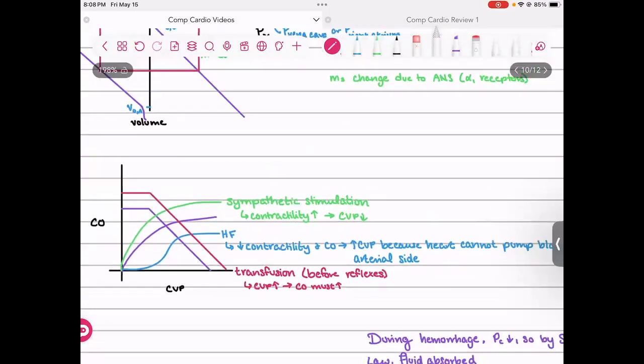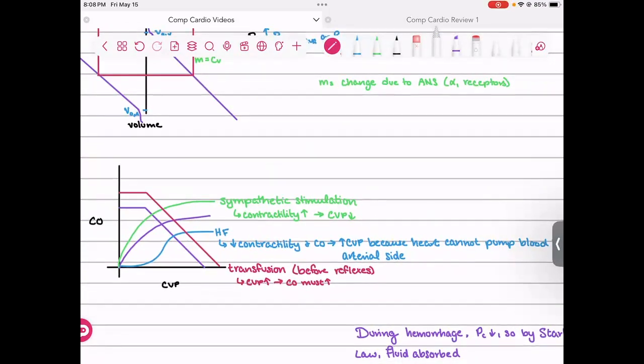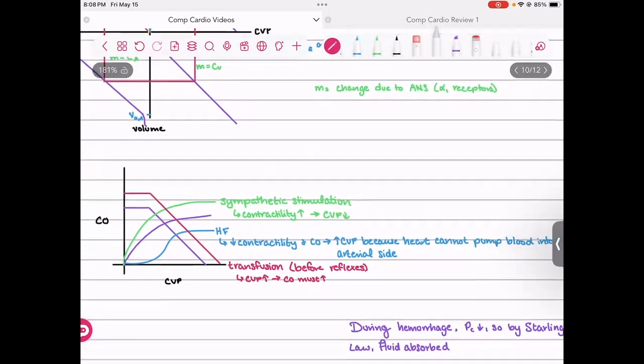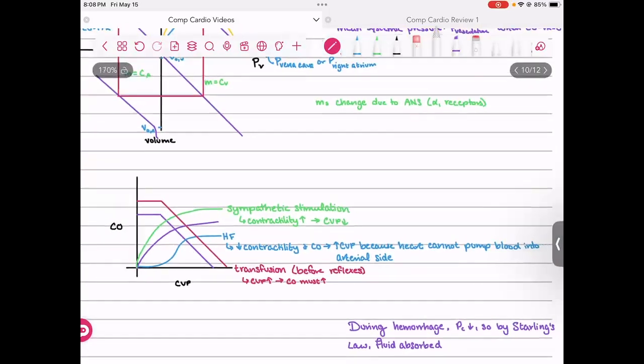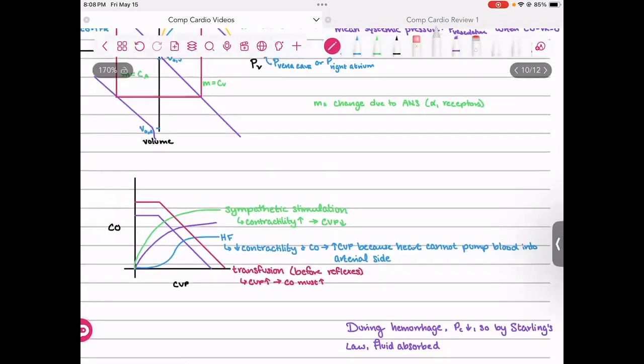And then in heart failure in blue, the contractility goes down, so the cardiac output also goes down, and the CVP increases at that equilibrium because the heart cannot pump blood into the arterial side as well. In a case of transfusion, before the reflexes kind of kick in to balance everything out, the CVP increases, so therefore the cardiac output must also increase.